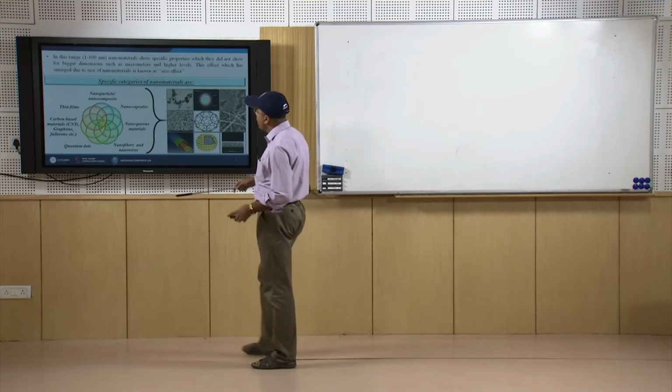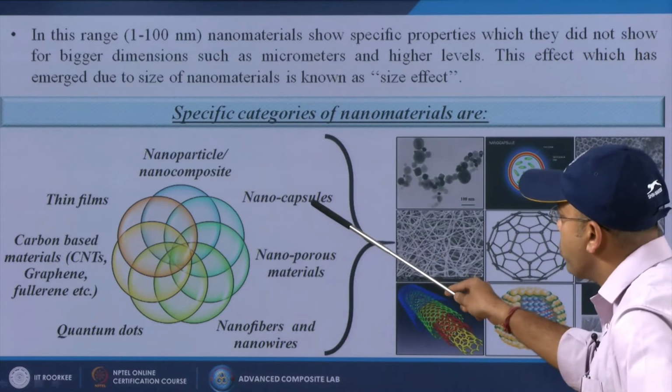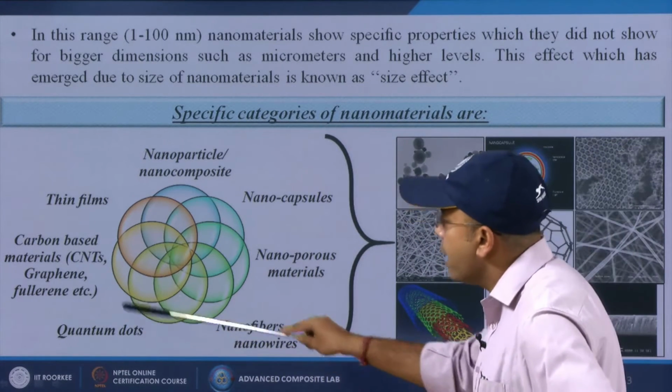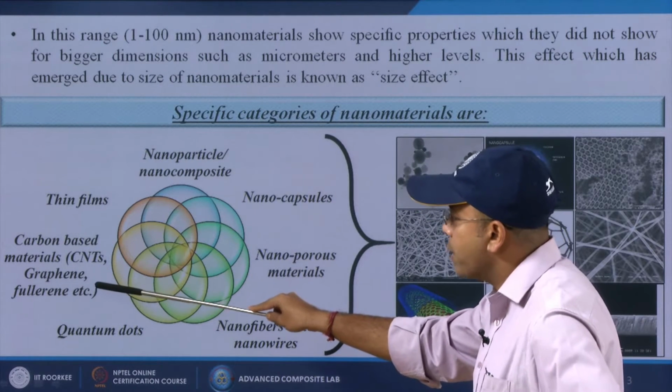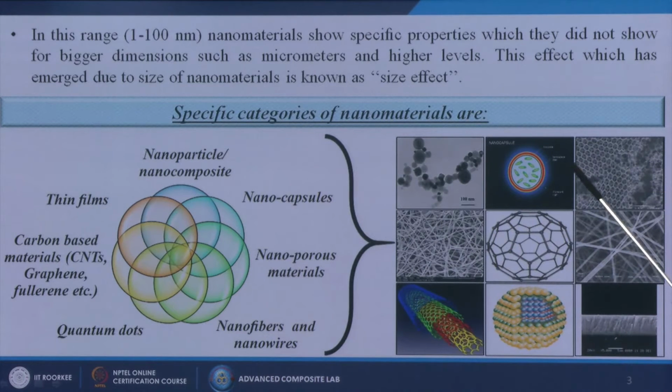Here we are using these materials as nanoparticles, nanocomposites, nanocapsules, nanoporous materials, nanofibers and nanowires, quantum dots, carbon based materials like carbon nanotubes, graphene, fullerene, etc., and thin films. The same thing we have given over here in pictorial view.